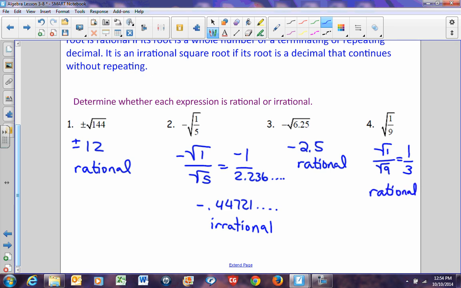Remember, as long as it's a terminating decimal or a repeating decimal, it is a rational number. A terminating decimal can be a whole number because it terminates.